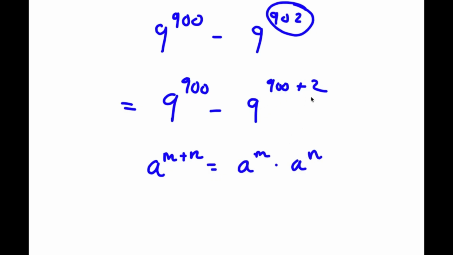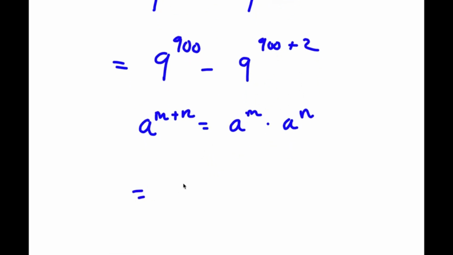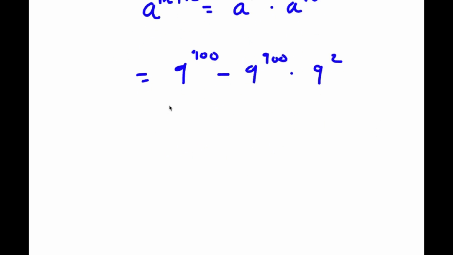So in this case, 9 to the power of 900 plus 2 is going to equal 9 to the power of 900 times 9 to the power of 2. Now from here, if I factor out 9 to the power of 900, I get 9 to the power of 900 times 1 minus 9 to the power of 2.